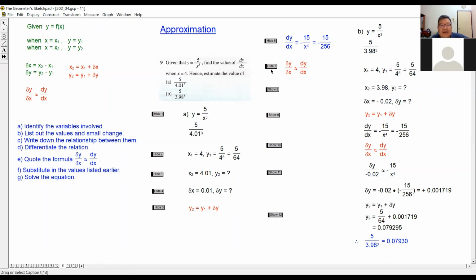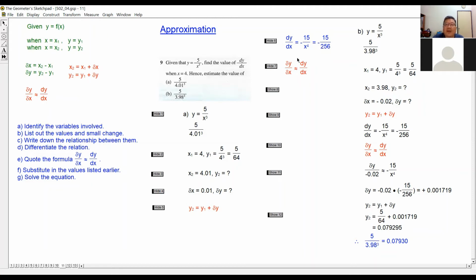So dy/dx is: bring down the negative 3, multiplied with 5, negative 15. So the negative 3 becomes negative 4. So when you substitute in the value of x, which is the x1, this one, substitute in, then this is the value of dy/dx.